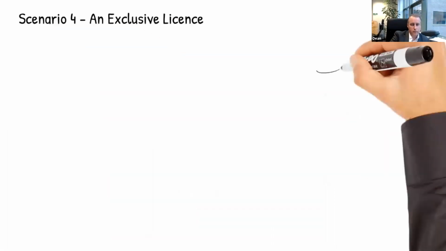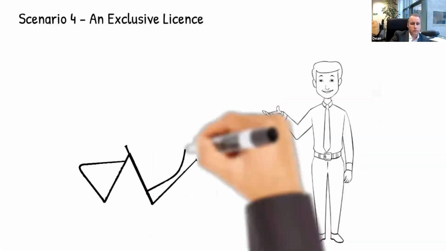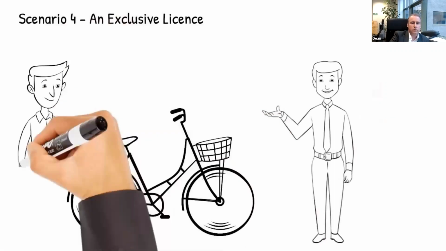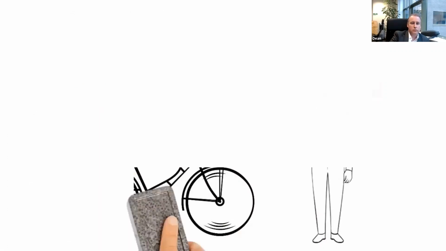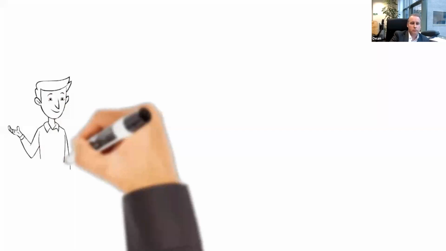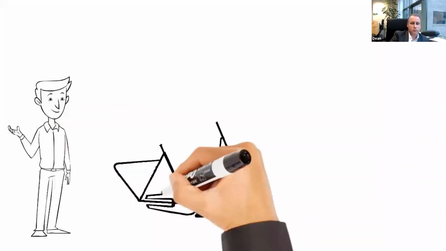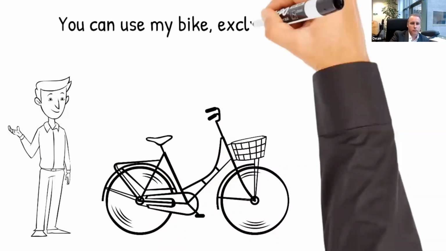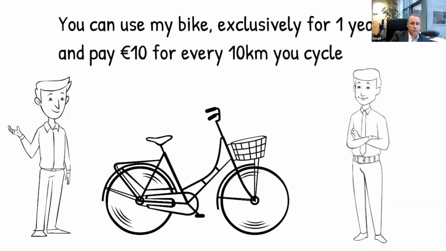Paul now likes the bike so much that he wants to use the bike more often and approaches John to make a deal. What John proposes is that Paul should license the bike to him on an exclusive basis for 1 year, and he must pay John €10 every time he cycles 10 kilometers.